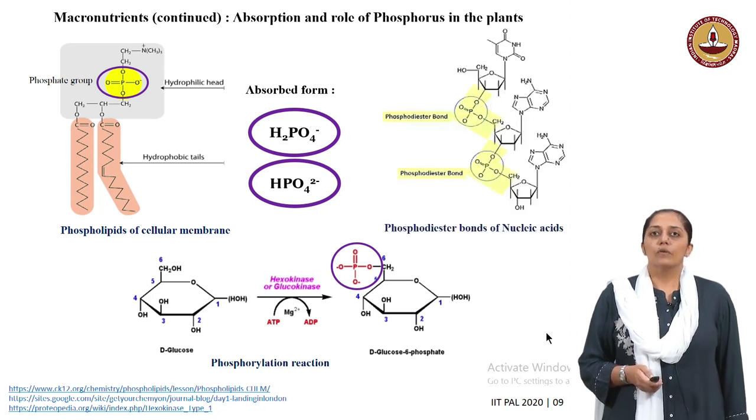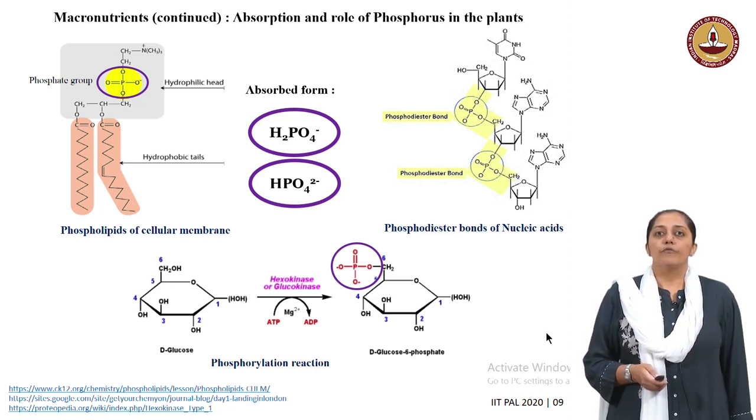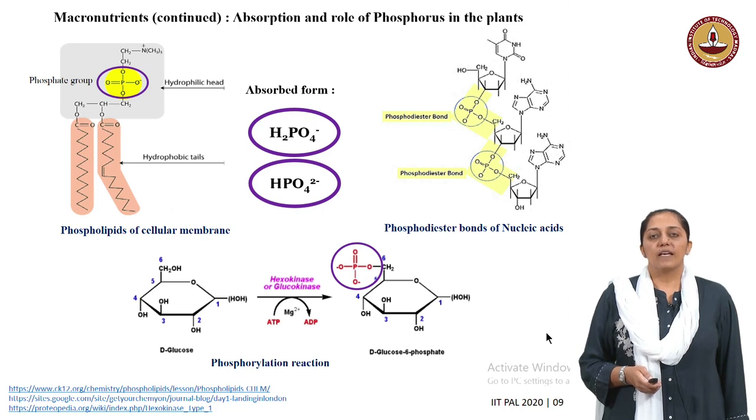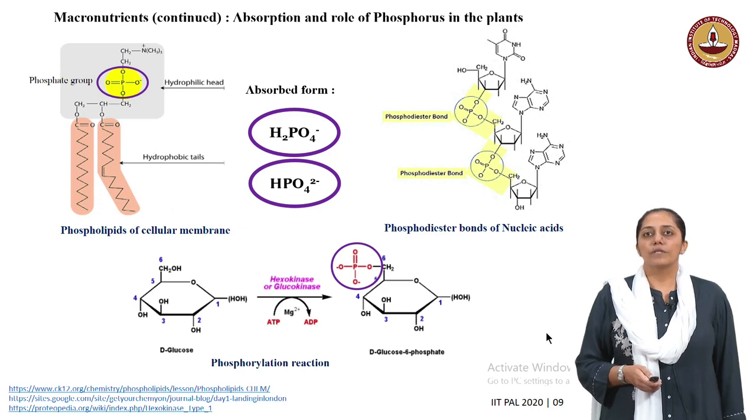Phosphorus is also a part of phosphate groups in the phosphodiester bonds of nucleic acid, shown here again in circles, the phosphate diester bonds.